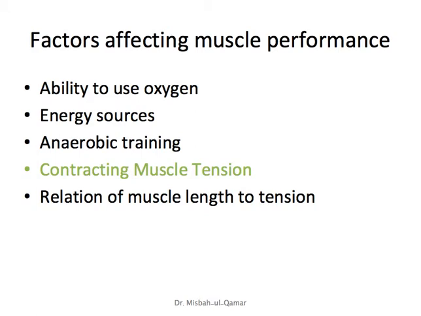Now, what is the relation of muscle length to the tension? You see, this relation of the muscle length to the tension demonstrates that maximum contraction occurs when there is maximum overlap between the actin filaments and the myosin filaments. The greater the number of the cross bridges pulling the actin filaments, the greater will be the strength of the contraction.